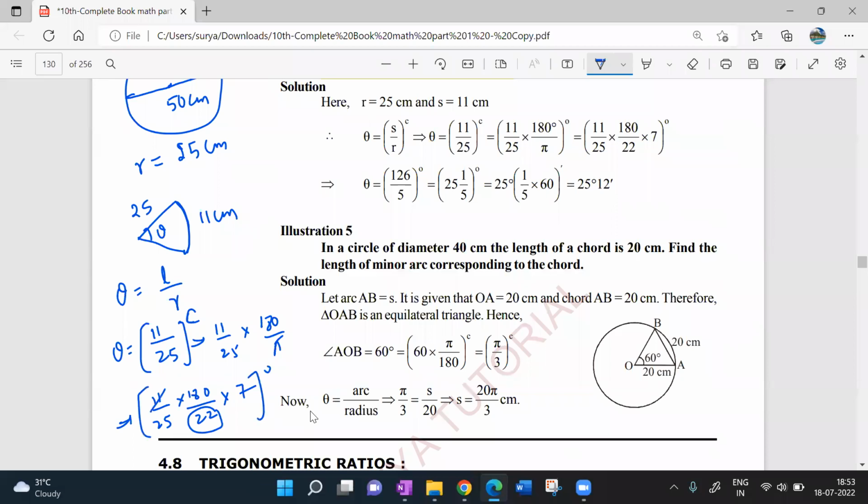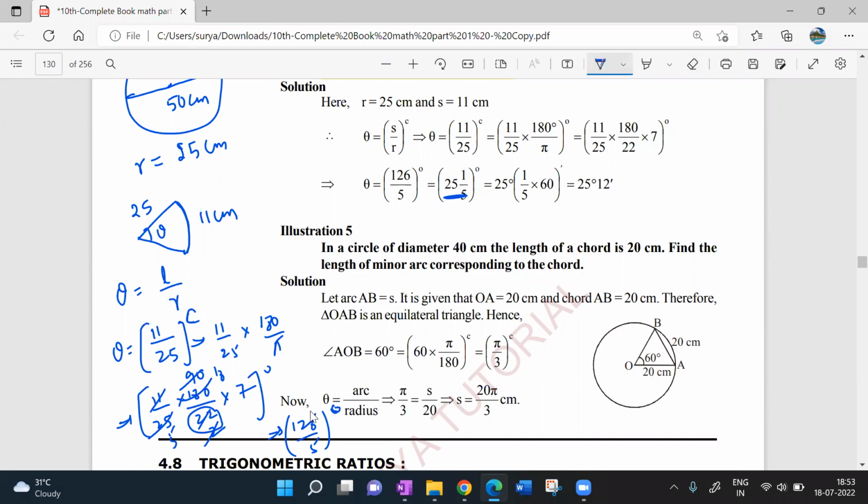11 ones, 11 twos, 2 ones, 2 90s. And 5, 18 sevens, 126 by 5. 126 by 5 degrees. All right. Now 126 by 5 degrees is nothing but what? 22 and a half degrees, as he has given. Look at this here.